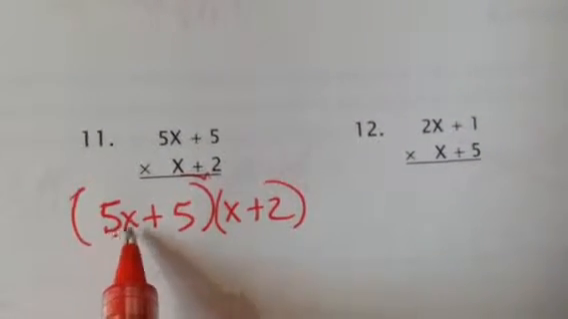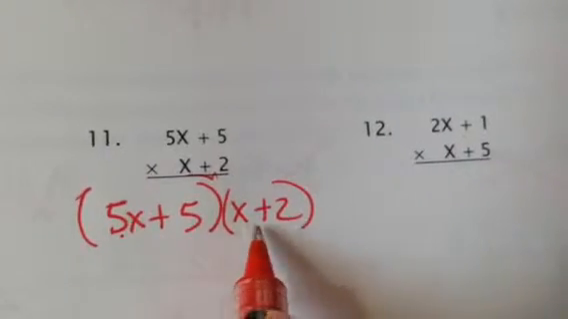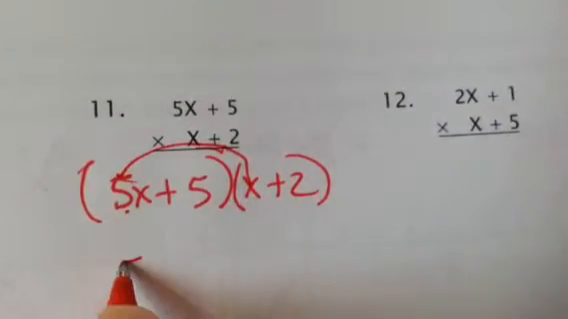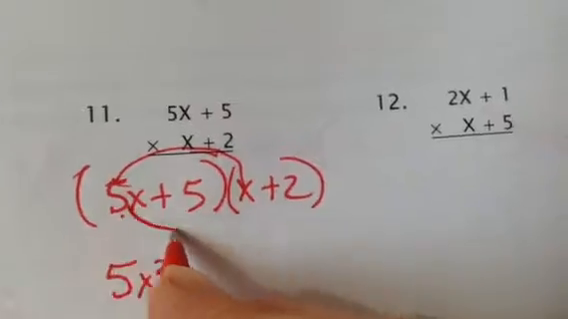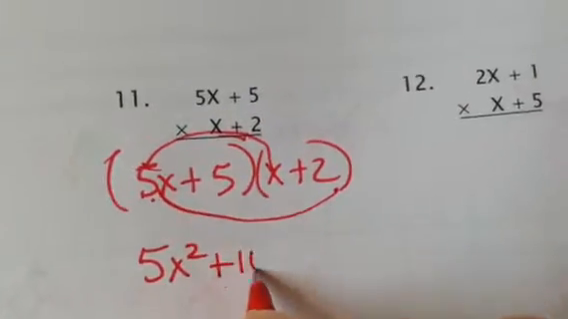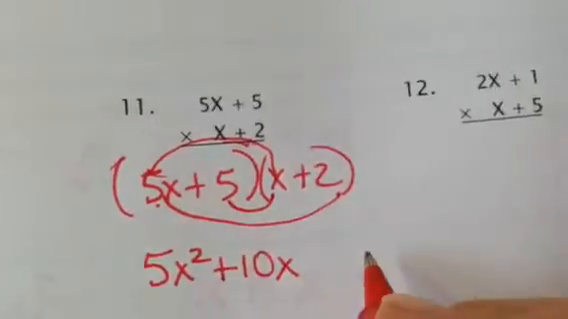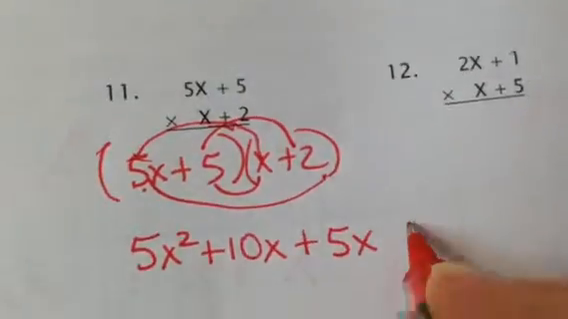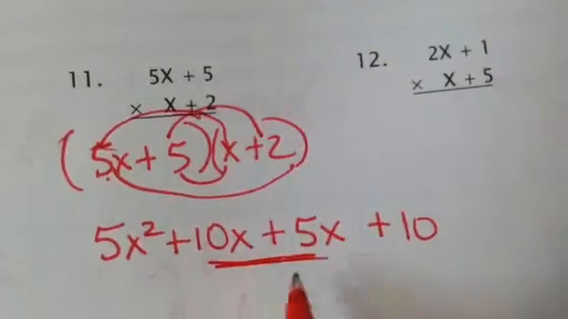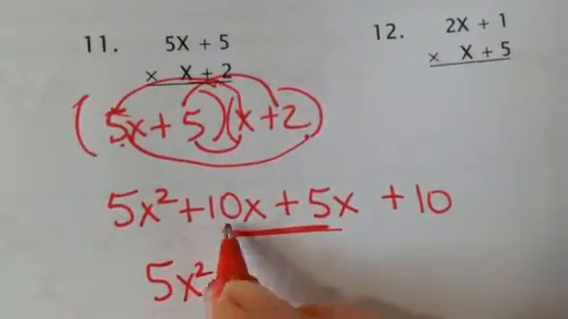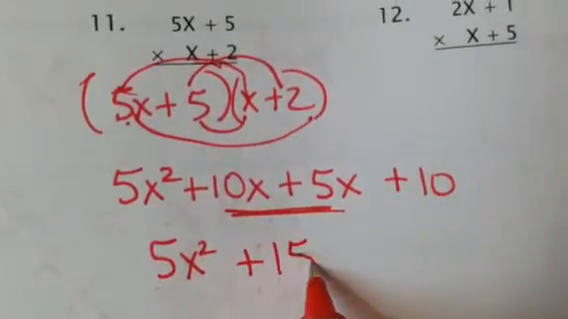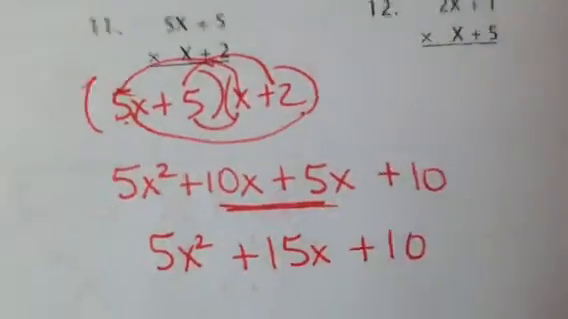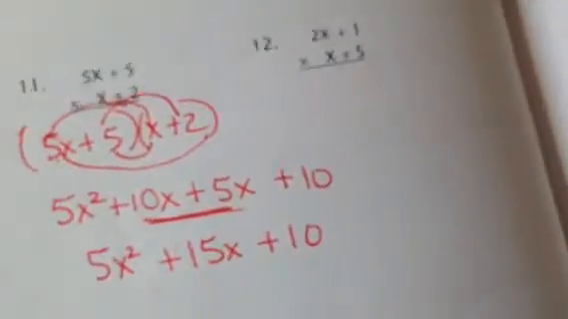You're going to take this first term, 5x, and multiply it times everything over here. So you're going to do 5x times x. You're going to do 5x times 2. You're going to do your inside terms, 5 times x. And then your last terms, 5 times 2 is 10. Not always, but usually those middle terms are alike, so add them together. 10x plus 5x is 15x, plus 10. That's simple. You're going to practice this, you want to get really good at it.